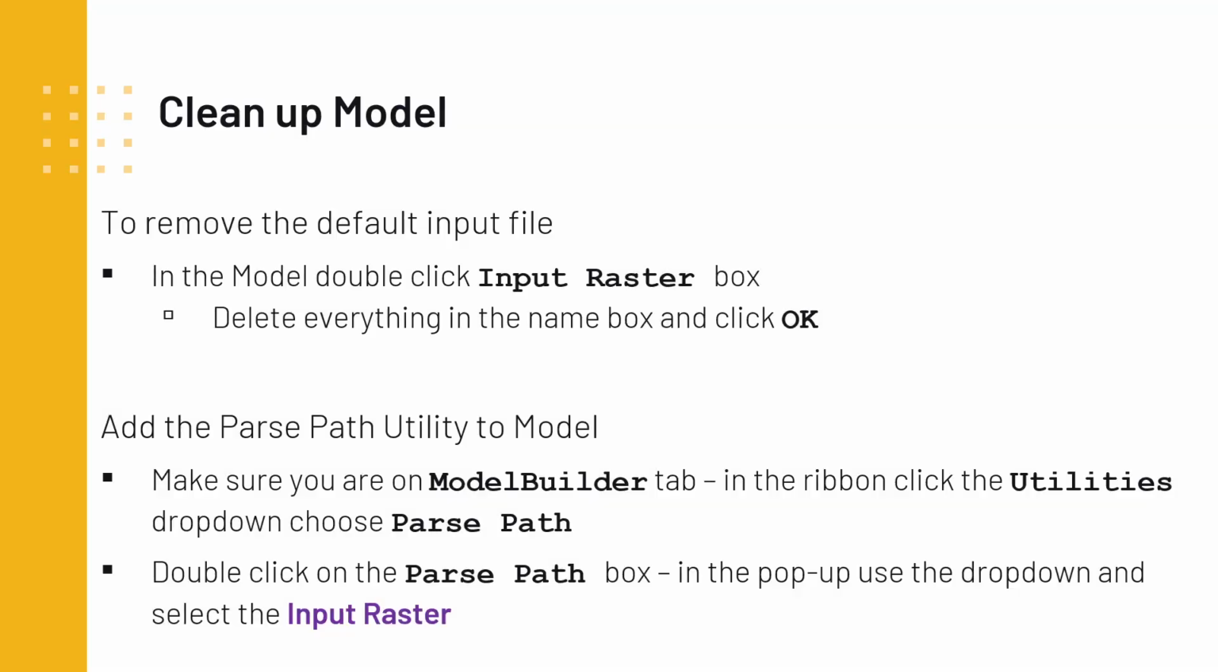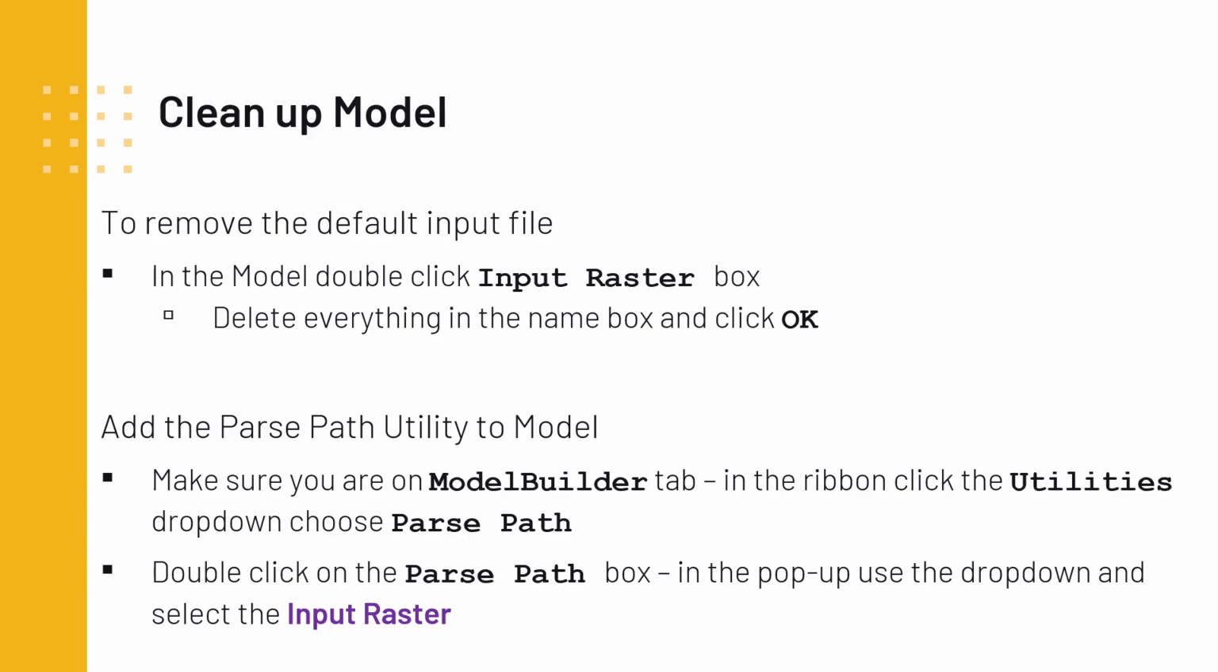So how are we actually going to clean up our model? The first thing we want to do is remove the default input file value. So in the model, I want you to double click on the input raster box and delete everything that's within that box, and then click OK. So we don't want it to have a default.